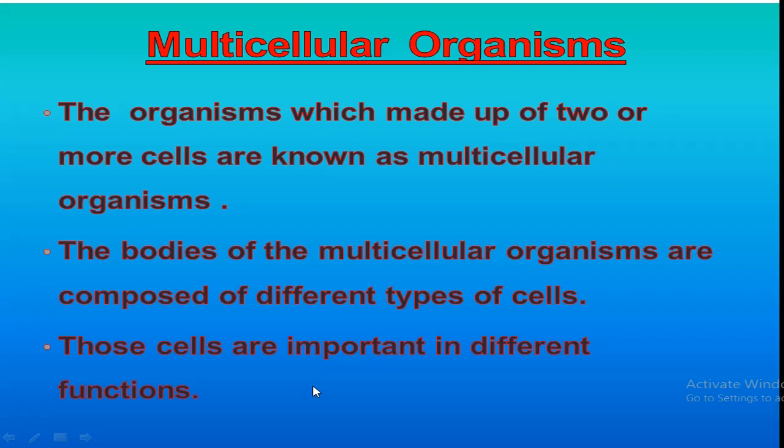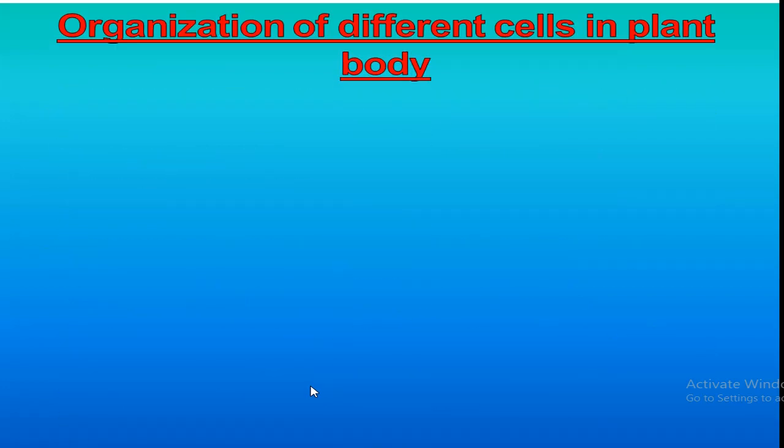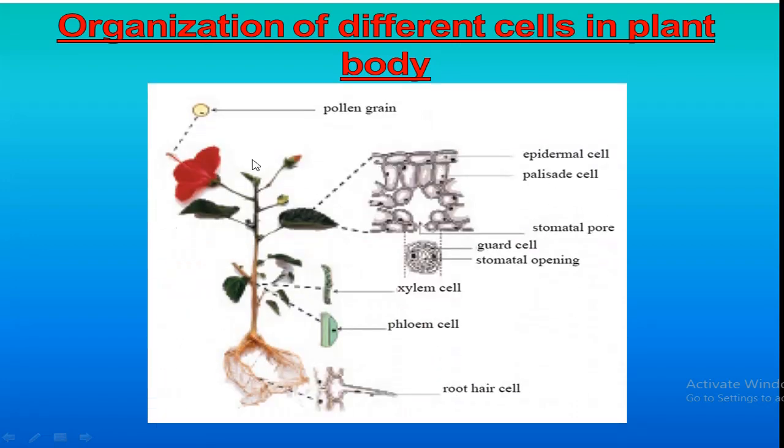Now we have learnt about unicellular organisms and multicellular organisms, right? Then we will learn about the organization of different cells in the plant body. This is the plant body. This plant's body contains different parts: flowers, leaves, stems, roots. Those are the different parts of the plants. These different parts contain different cells.